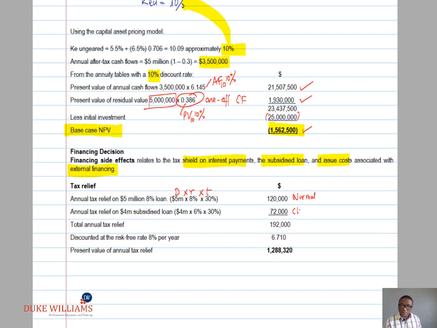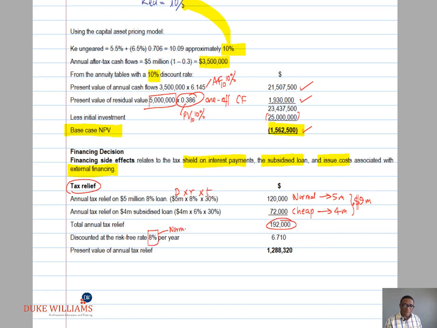So the cheap loan is 5 million, that is 4 million, and all together the debt funding is 9 million. And so D times R times T gives us the annual tax relief. All together gives us 192,000. Again, what is our discount factor here?